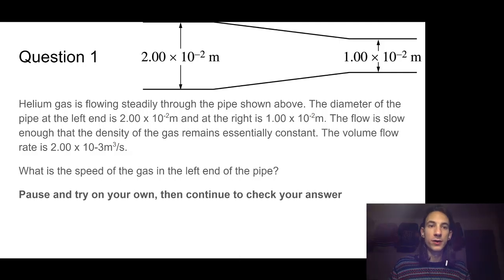Okay, so we're looking at question number 1. We're saying helium gas is flowing steadily through the pipe shown above. The diameter of the pipe at the left end is 2 times 10 to the negative second meters, and at the right is 1 times 10 to the negative second meters. The flow is slow enough that the density of the gas remains essentially constant. The volume flow rate is 2 times 10 to the negative third meters cubed per second. What is the speed of the gas in the left end of the pipe?